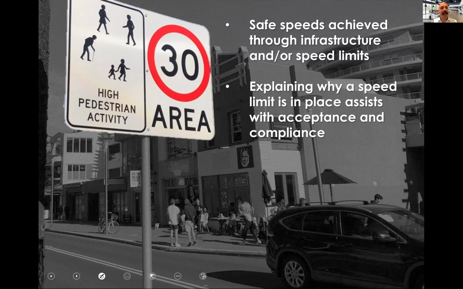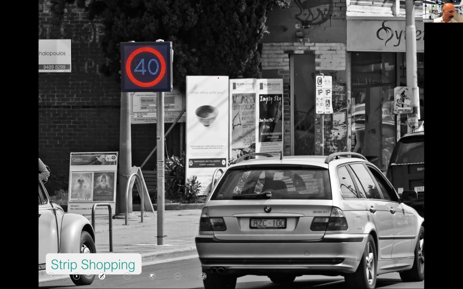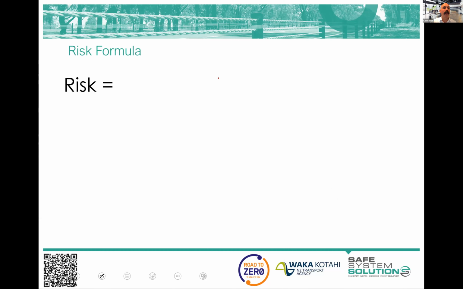Explaining why that speed limit's there is very helpful, and protection of vulnerable road users is really good as well. And there's exciting stuff happening in electronic variable speed limits, changing it due to risk and time of day and the like. And risk, we're going to talk about a lot.